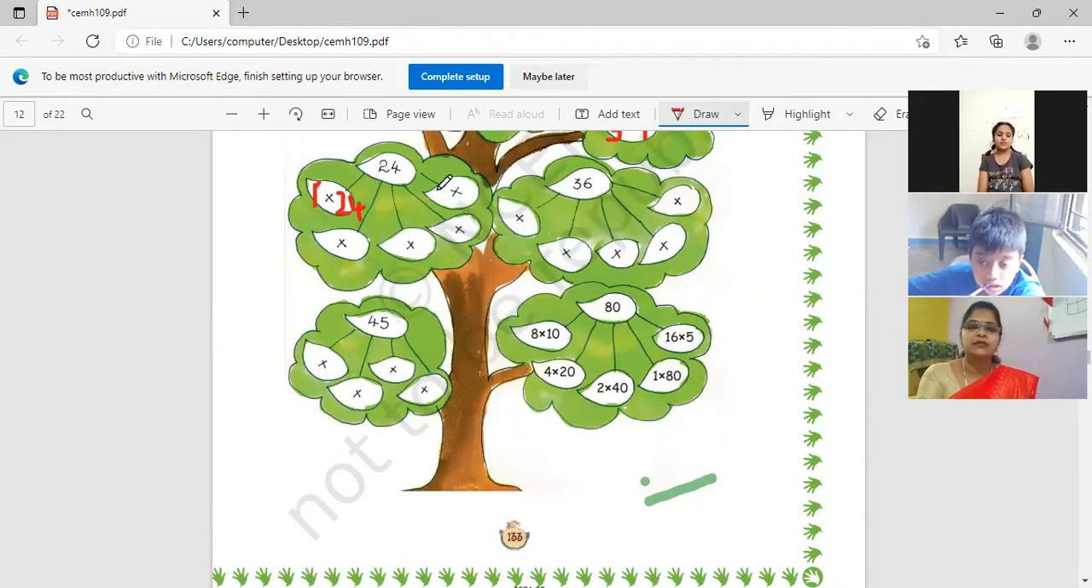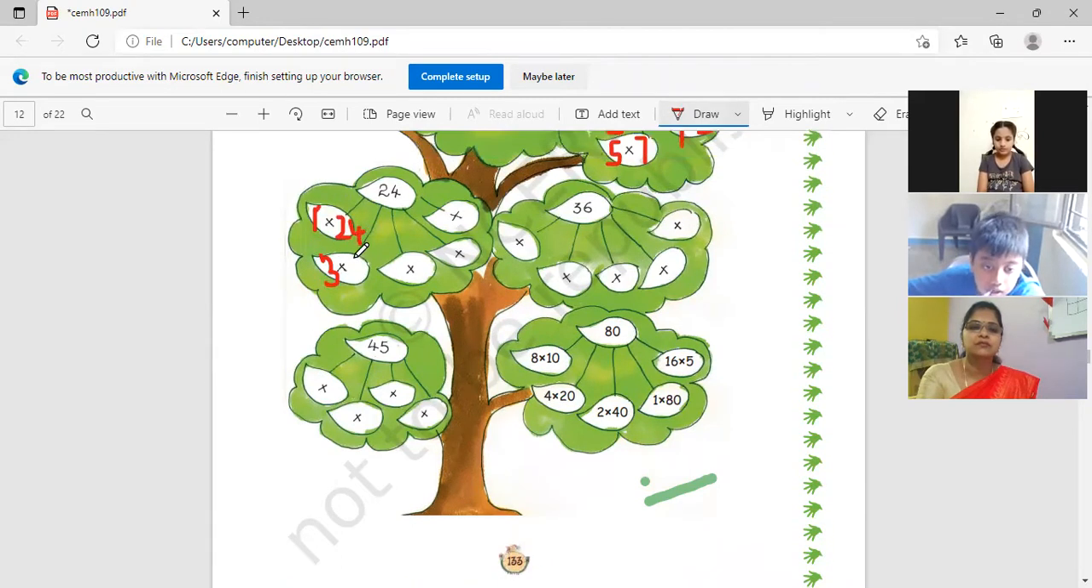Right? 3 8s are 24, ma'am. Very good. 3 8s are 24. Fine. What next? 4 7s are 28. 4 6s are 24. Okay. Here 3 8s are 24. I can write 8 3s are 24, right? Can I write that? Yes, ma'am. So you have got this also. Next, 4 6 are 24. Very good. One more, can you tell me? 6 4s are 24. Very good.